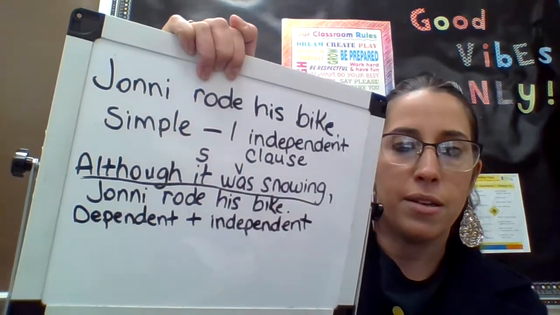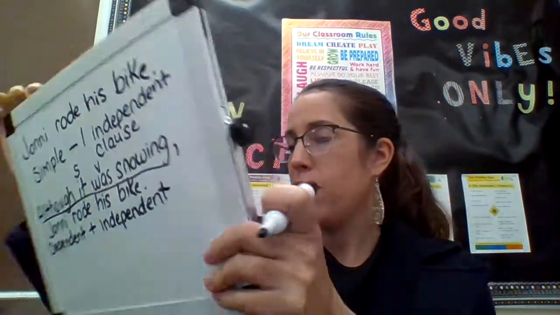Now, what makes that a dependent clause? Well, we just said it's dependent because it has a subject and a verb. So for example, if I said in the morning, Johnny rode his bike, that is just a simple sentence because in the morning does not have a subject and a verb. So our little formula for complex is dependent plus independent. And I might flip it over to this side because it's getting a little busy.